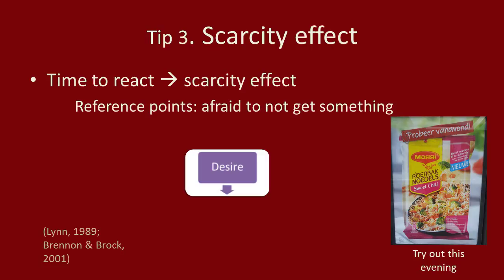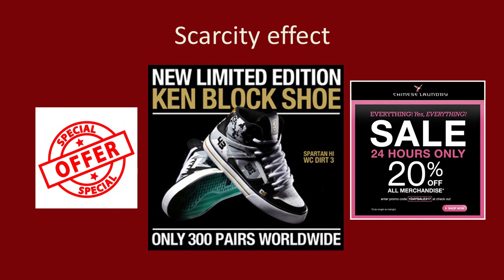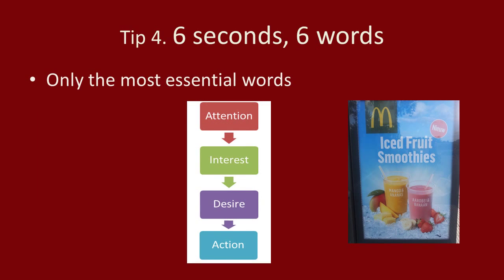Tip number 3. The scarcity effect. People tend to buy quicker when they feel buying now is their only option. So, it's effective to use directional signs or advance warnings, saying that the offer is going to run out. These posters effectively use the scarcity effect.